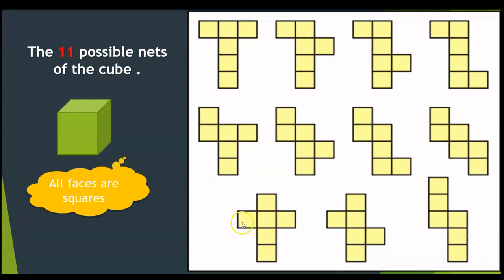Look at these shapes here. All of them are possible nets for the cube. All of them have 6 faces, 6 square faces in different patterns, as you can see. It's really important to know the 11 possible nets of the cube. Try to draw them on your own and to remember all the 11 possible nets. Okay?